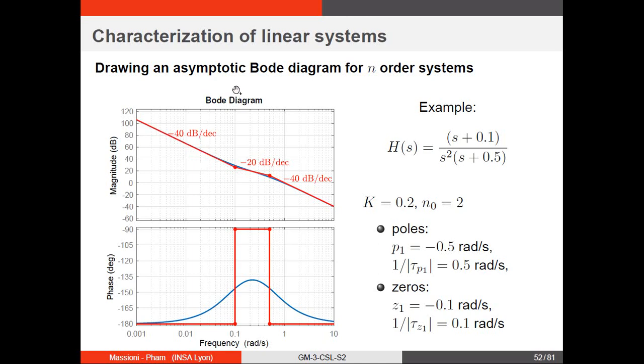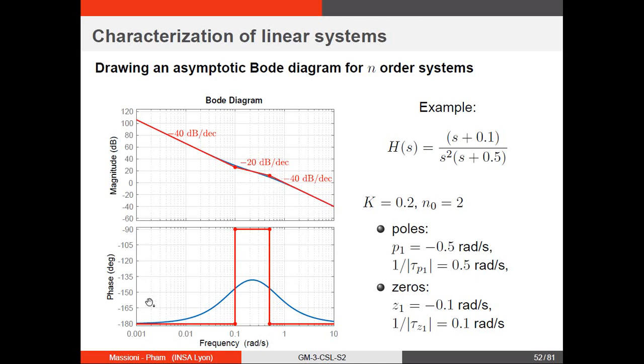Then this goes on until the first pole, which happens to be this one at 0.1. We have a negative real part zero, so phase up 90 degrees, slope up 20 dB per decade, so from minus 40 to minus 20. This goes on until the pole here, a negative real part pole: phase down 90 degrees, slope down 20, from minus 20 to minus 40.